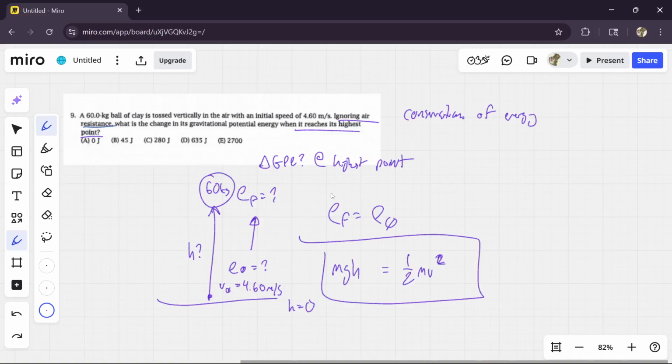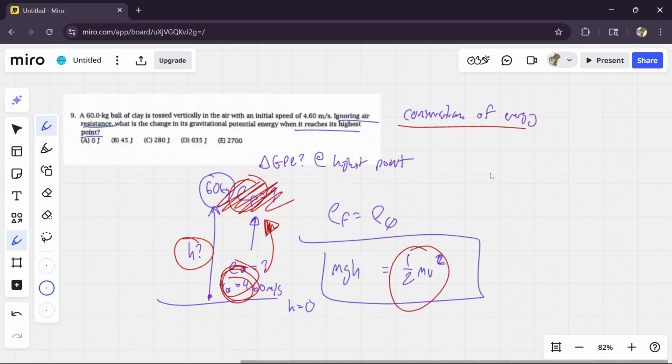The reason for that is we're looking at the change in GPE, and we're comparing it from the initial to the final. Because there is quite literally none down here to begin with, we only really need to solve how much energy is up here at the top to give us our answer. Since it's conservation of energy, whatever is down here is equal to whatever is up here. They don't give us h, so we can't solve for up here, but we don't care, because as long as we can solve for what's down here, it's equal to what's up here, and that's our answer. So we just solve for this.